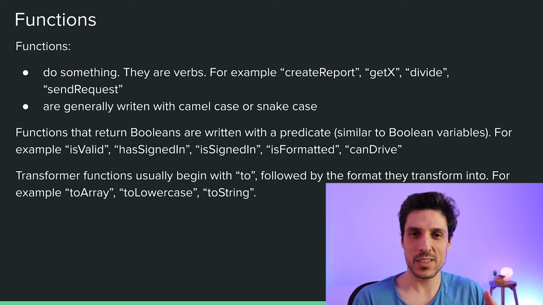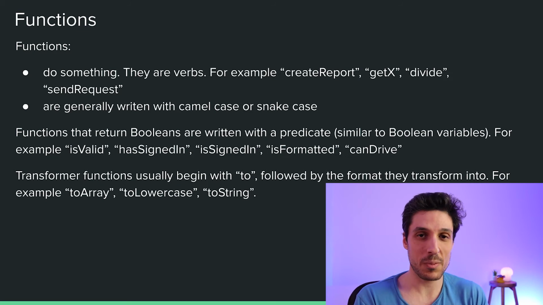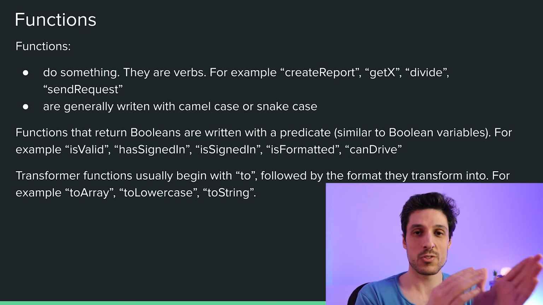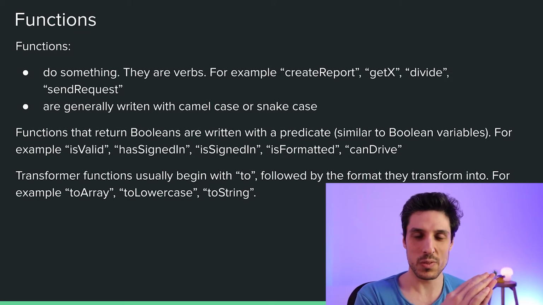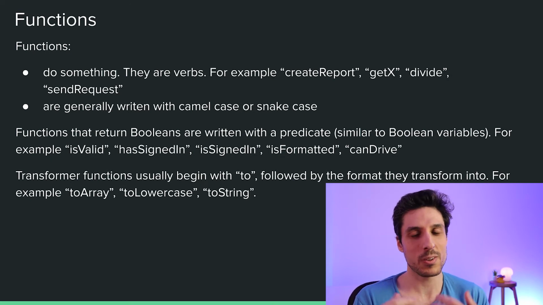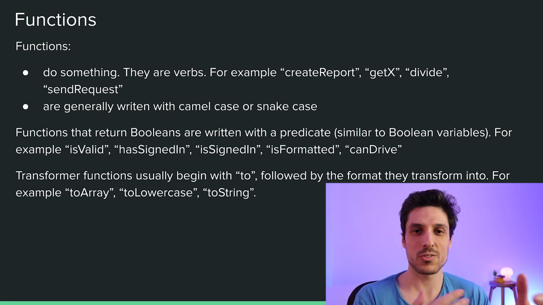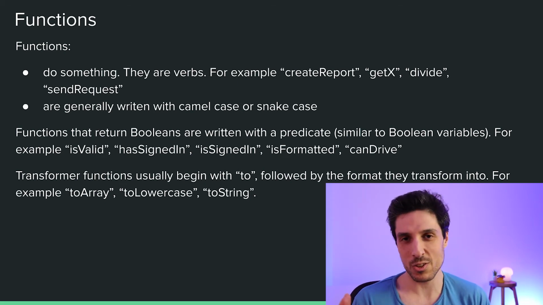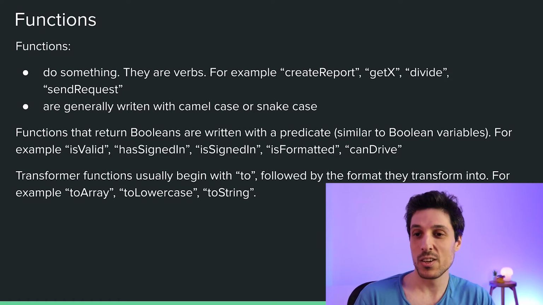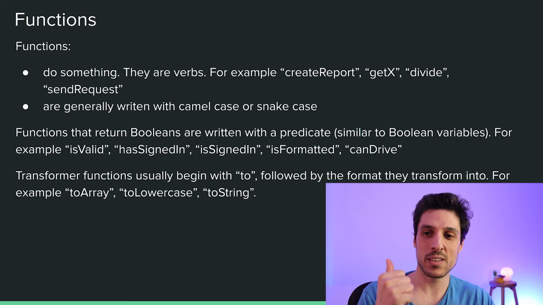Basically, they're written the same as variables with Booleans. Before we were saying a name like completing can do three things, well, predicates can denote Boolean variables or functions that return Booleans. It's not perfect, but it's the convention. Some example functions for that are is valid, has signed in, is signed in, can drive, things like that.